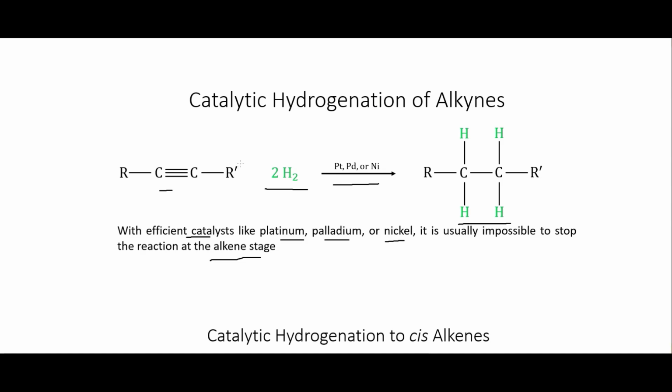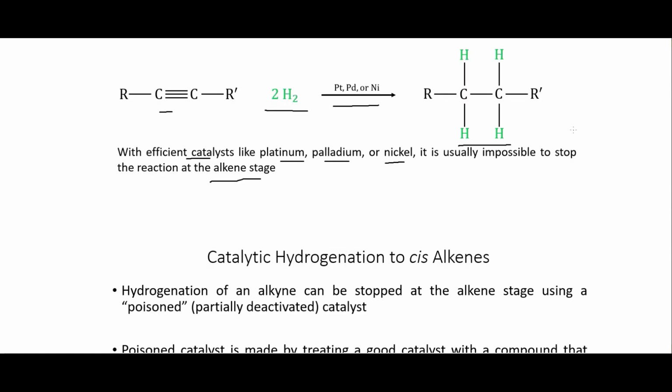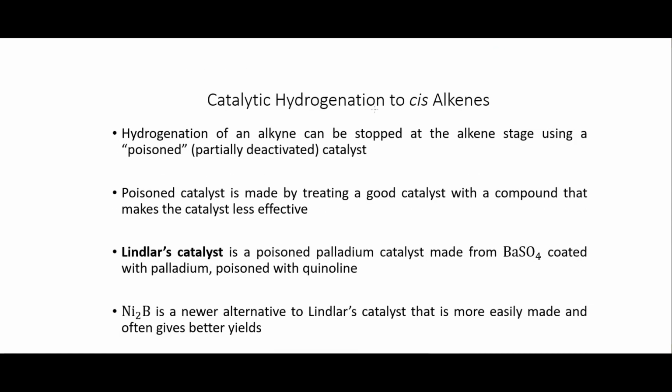We have to use different catalysts in order to get just the double bond. Obviously with the double bond, there are two possible ways to do it: we can get the cis or the trans double bond. If we want to get the cis alkenes, we do hydrogenation of the alkyne, which can be stopped at the alkene stage using what's called a poisoned catalyst. It's just partially deactivated, usually with some other compound mixed in with it, so it has sort of a contaminant in it.